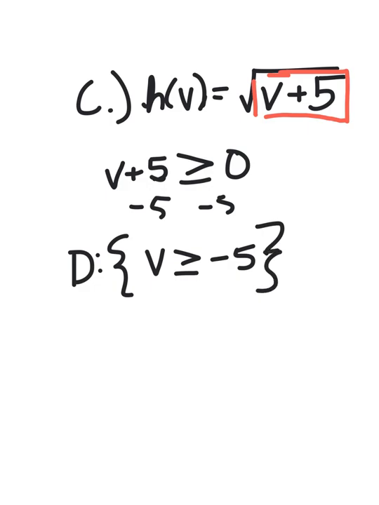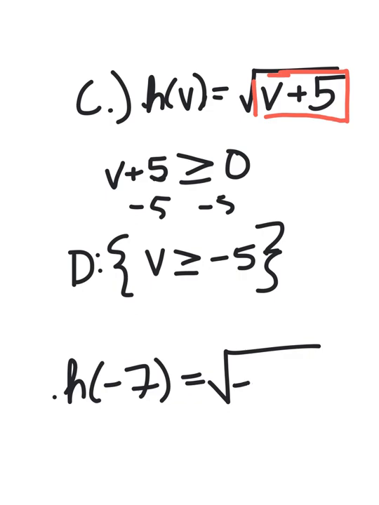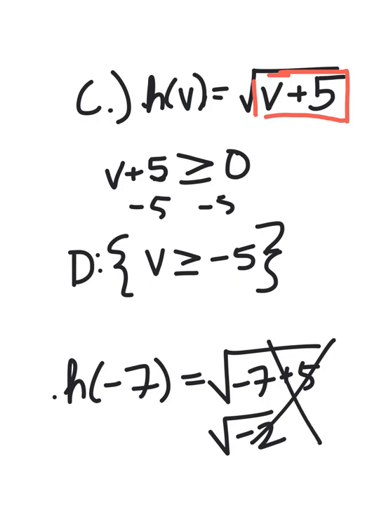For instance, if I were to plug in h of negative 7, a number that's not in my domain, I'd get the square root of negative 7 plus 5, which is the square root of negative 2. That can't happen. So I can only take values that are greater than or equal to negative 5. We find that by setting the inside of the square root to be greater than or equal to 0.